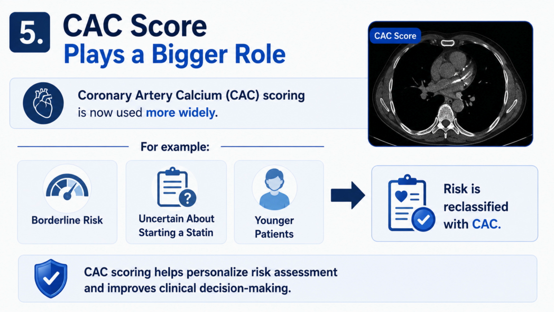The next update is that the role of coronary artery calcium, CAC, scoring has become even more important. This is especially useful in patients with borderline risk, younger patients, and patients when there is uncertainty about starting a statin. After calculating the CAC score, the clinical decision is reassessed.